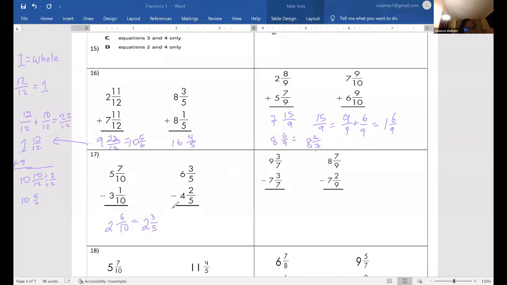All right, so we'll do this last one. Same thing here, we're not doing much different. The denominators are the same, so we're going to subtract. 3 minus 2 gives us 1 over 5, and 6 minus 4 gives us 2. So 2 and 1/5 is our final answer.